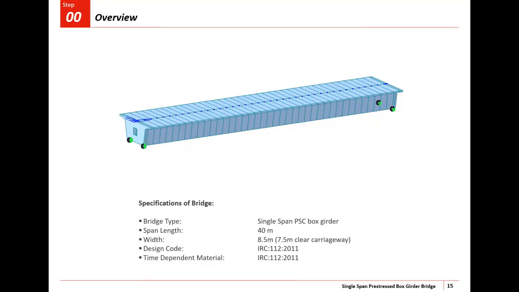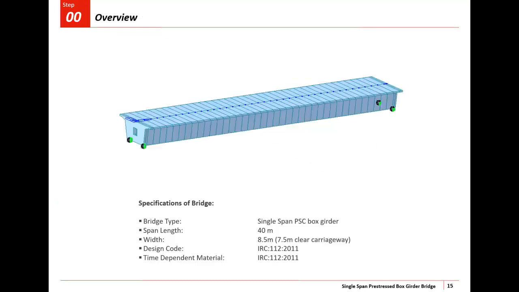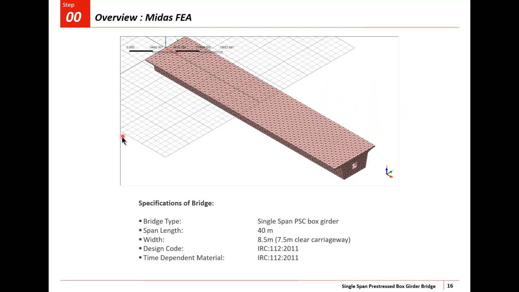So first I would like to give a brief review of what we are going to do, then we will move forward to our software. So here you can see this is the model in MIDAS FEA. Previously it was modeled in MIDAS Civil, which is a line model, but right now it is a solid model in MIDAS FEA. Meshing has been done over here, detailed meshing, so that we can get detailed results.